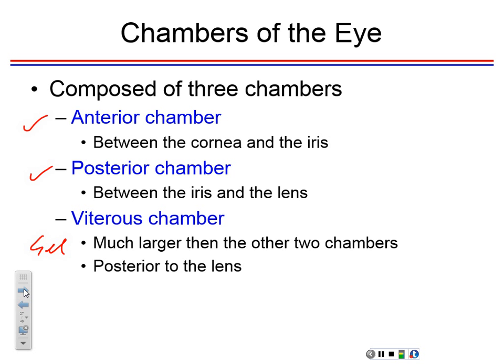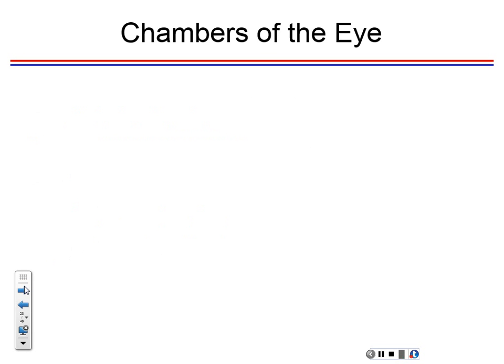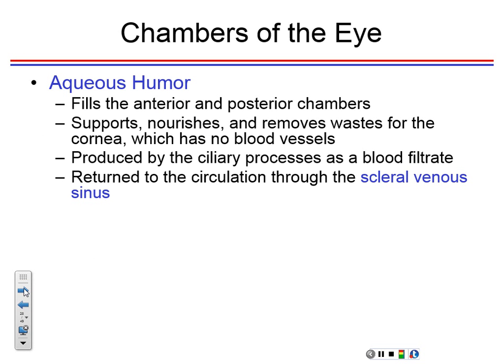And then in the posterior and anterior chambers, you circulate the aqueous humor, so-called because it's more watery. And so we'll talk about each of those. The chambers of the eye, aqueous humor. So this is what I was talking about, the function of aqueous humor.